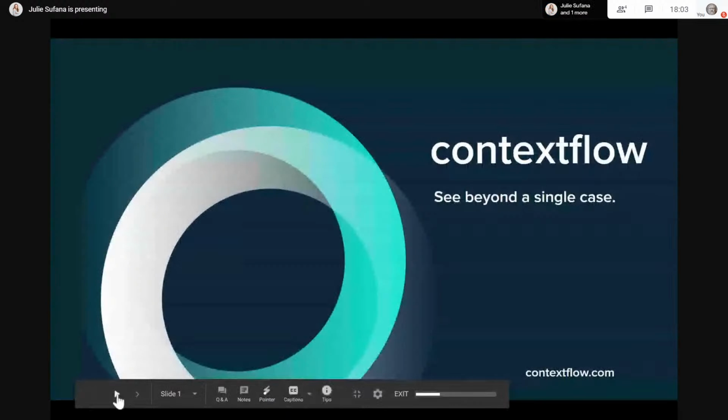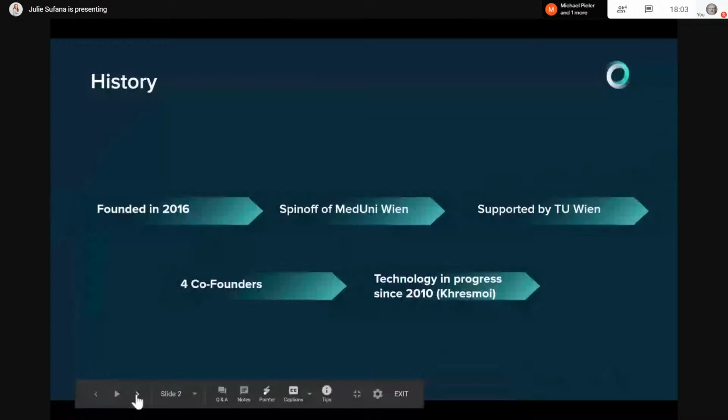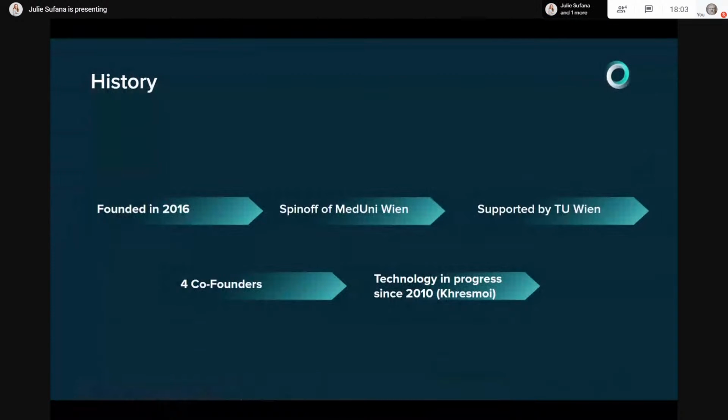Good. So as I mentioned, Context Flow is based in Vienna, and we were founded in 2016 by 4 co-founders as a spin-off of the Medical University of Vienna, and we also received support from the Technical University. And actually, the original technology for what we do started as a European research project called CRESH-MOI back in 2010. So we've actually been developing the tools for a while. And the goal of this project was to develop a multilingual, multimodal search and retrieval system for medical documents.